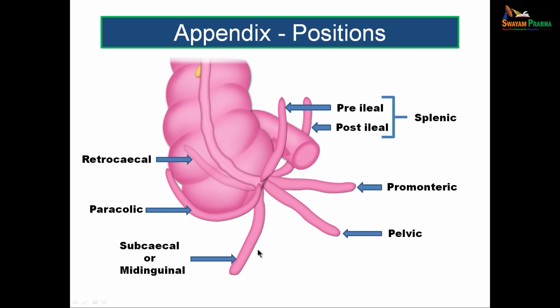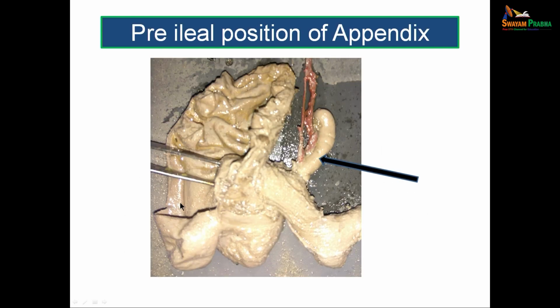Next, you find the 6 o'clock position, subcecal or mid-inguinal, pointing towards the inguinal ligament, and the last one is 11 o'clock position, the paracolic appendix. So, these are the types based on the position of the appendix, and you find the commonest is retrocecal and second commonest is pelvic. Next, let us look at a specimen showing the pre-ileal or post-ileal position of appendix.